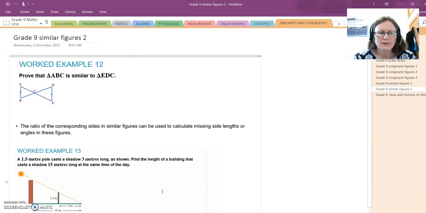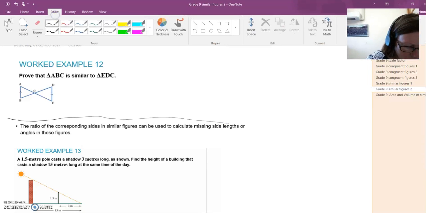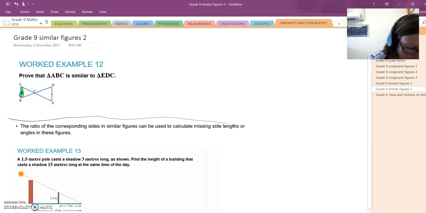This video is the second video on similar figures. So for worked example 12, which is above this line, it wants us to prove that the triangle ABC, in other words this green triangle here, is similar to DEC.